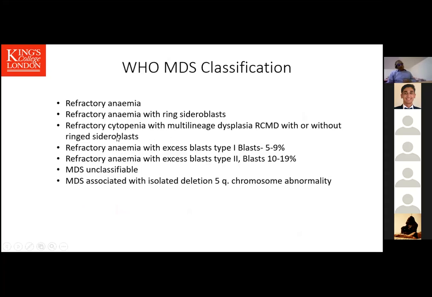And then we have got refractory anemia with multilineage dysplasia. That means all 3 lines have got dysplasia. They are not looking normal. And then we have the starting of the excess blasts, which is 5 to 9%, which is called RAEB type 1. And then we have got RAEB type 2, which is 10 to 19%. And if you remember the definition of AML, anything 20% or above is AML. And then we have got MDS unclassifiable, where we can't explain it by anything. And then we have got MDS with isolated deletion 5q chromosome abnormality, which is generally a better prognostic condition.